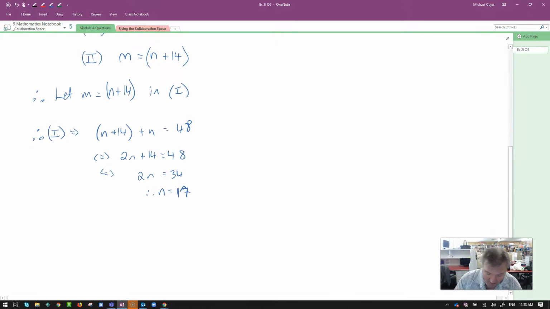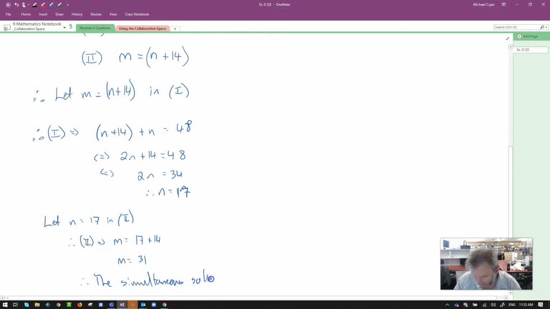I've got to say what M is. So I can now say, let N equal 17 in equation 2. What does equation 2 become? It becomes M equals 17 plus 14. M equals 31. Therefore, the simultaneous solution is M equals 31 and N equals 17.